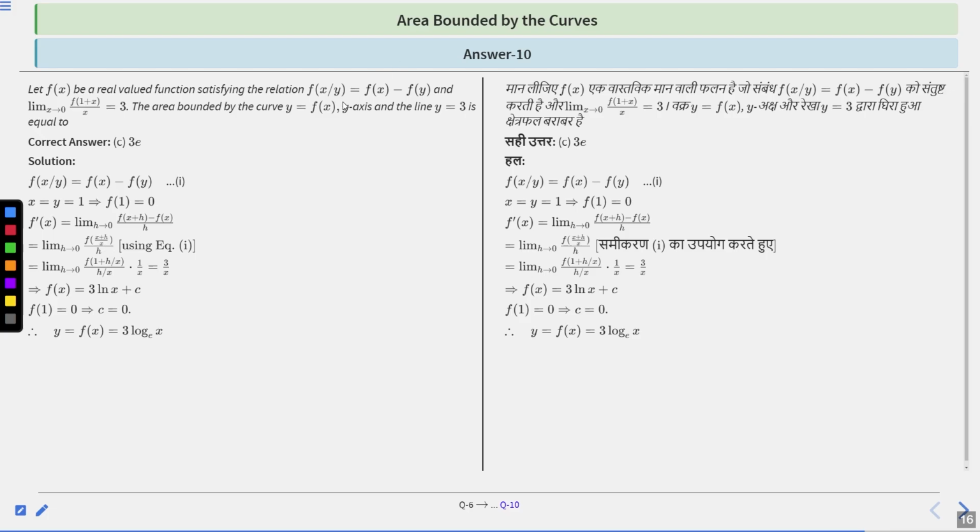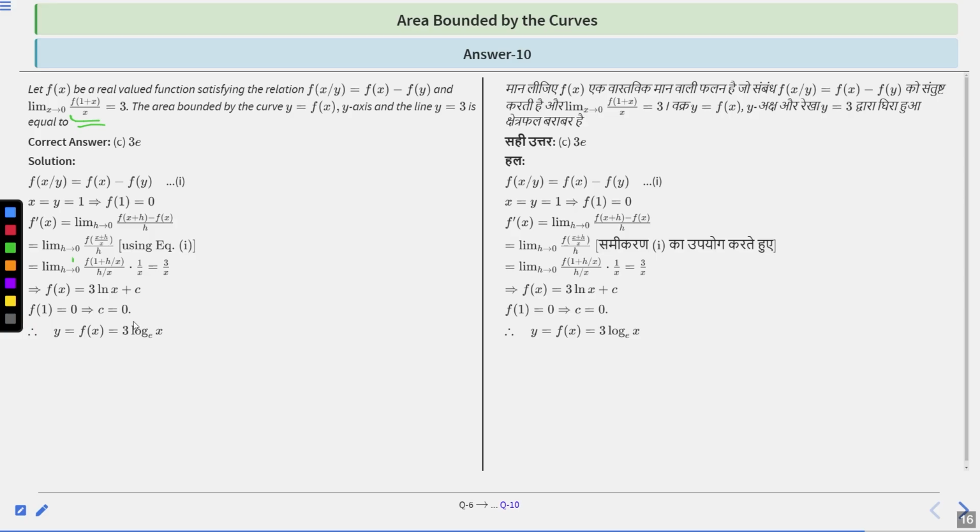Since f(x/y) = f(x) - f(y), f(x+h) - f(x) is equal to f((x+h)/x). Therefore, using equation 1, the limit as h tends to 0 of f((x+h)/x)/h is equal to the limit of f(1 + h/x)/(h/x) into 1/x, because we have multiplied and divided by x. And this limit is basically 3, by using the given condition. So overall, we got f'(x) = 3/x.